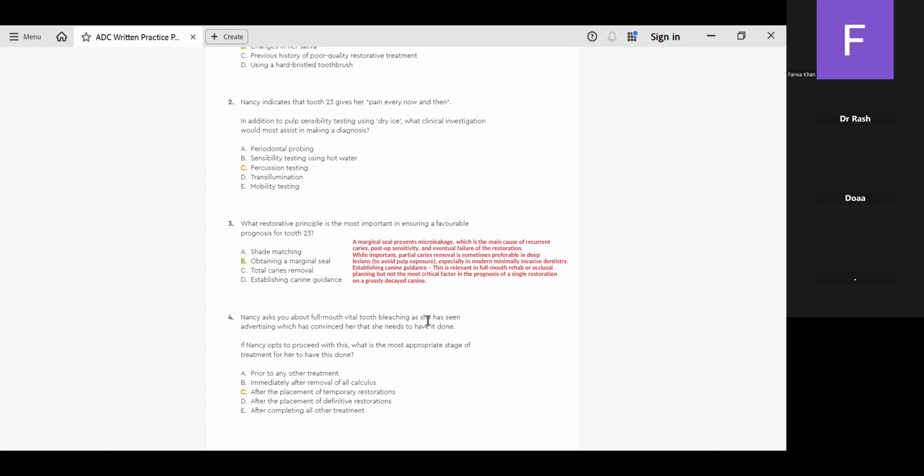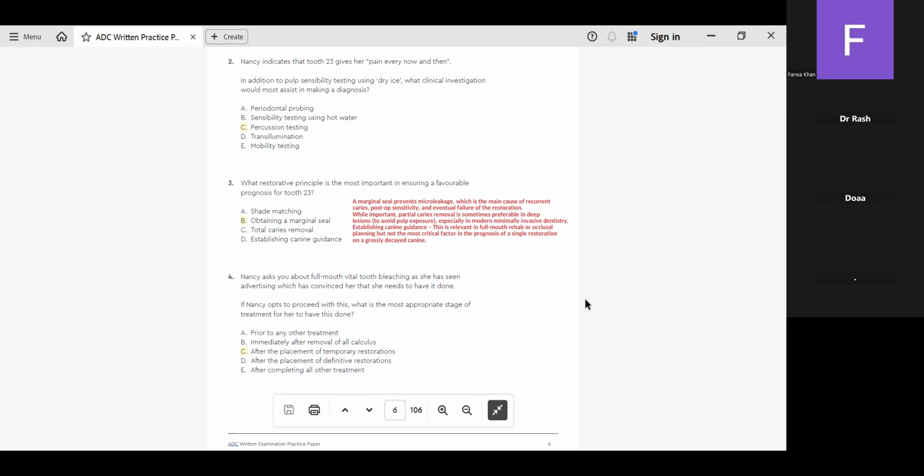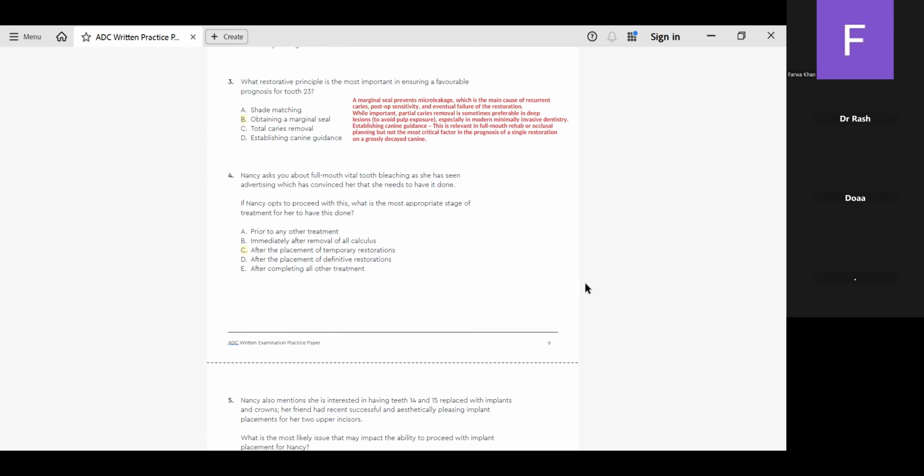The next question says Nancy asks you for full mouth vital tooth bleaching as she has seen advertising which has convinced her that she needs to have it done. If Nancy opts to proceed with it, what is the most appropriate stage of treatment for her to have this done after the placement of temporary restoration? Because you cannot do the permanent restorations until the shade selection has been done.